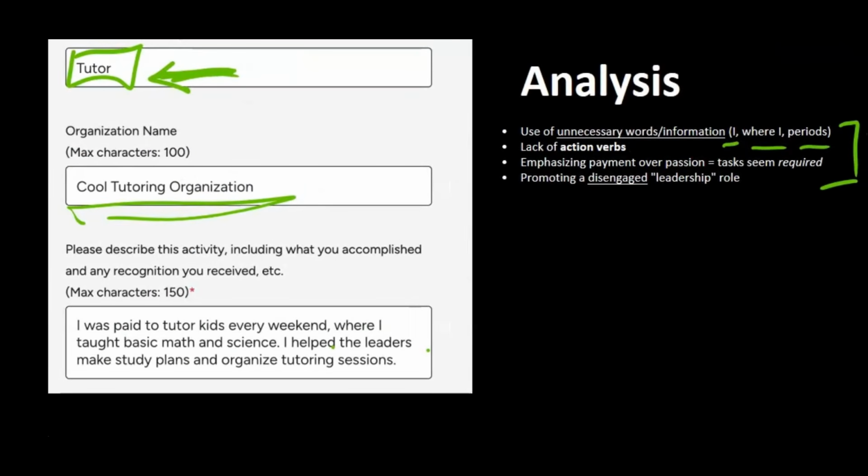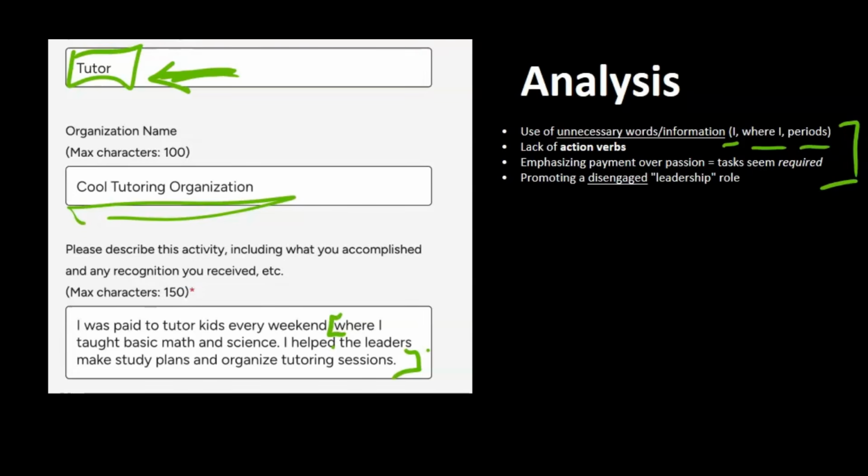Number three is emphasizing the payment over passion. In this specific example, when you're talking about being paid to tutor kids, okay, that's nice and all, but now it seems like everything after it has a monetary incentive, and so you're not actually doing it out of your own passion or wants to actually help people.